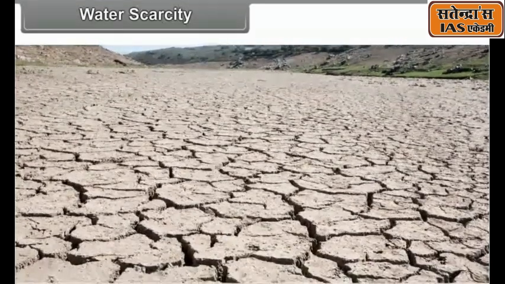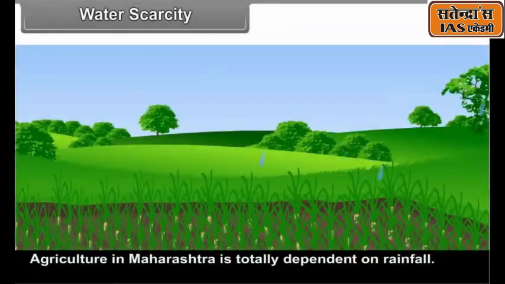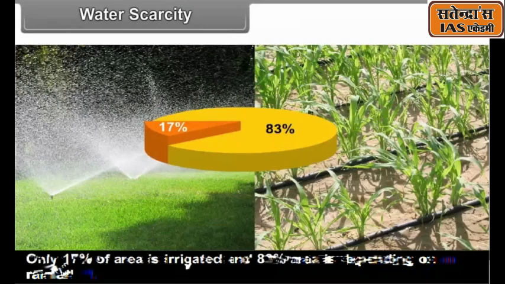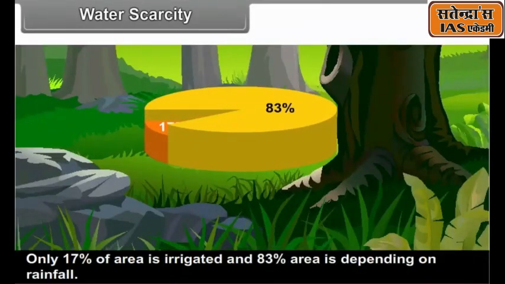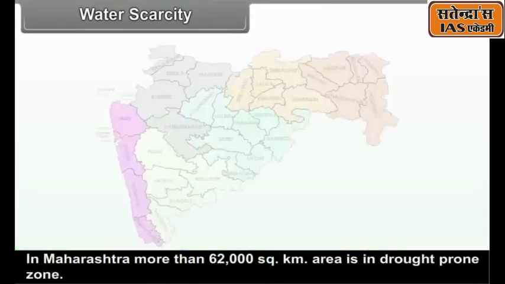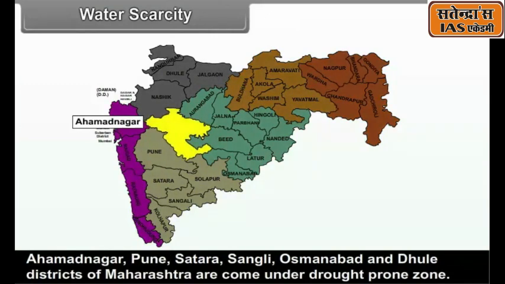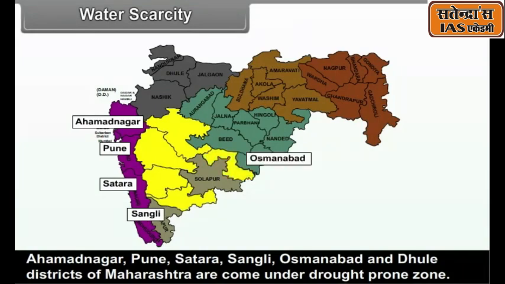Water scarcity. Agriculture in Maharashtra is totally dependent on rainfall. Only 17% of the area is irrigated and 83% of the area depends on rainfall. In Maharashtra, more than 62,000 square kilometers of area is a drought-prone zone. Ahmednagar, Pune, Satara, Sangli, Osmanabad and Dhule districts of Maharashtra come under the drought-prone zone.